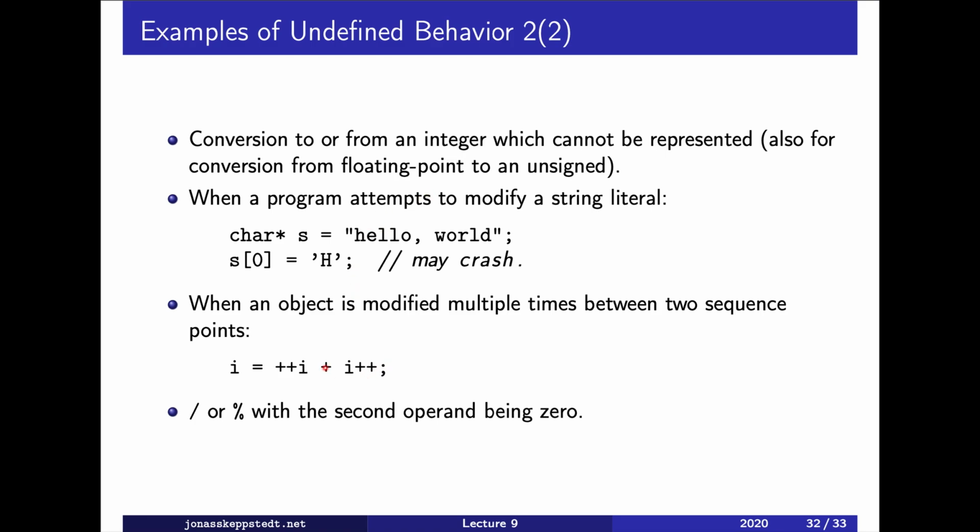Another thing, we shouldn't modify a variable multiple times between two sequence points. And recall, the most common sequence point is a semicolon. Okay, what happens with divide or remainder if the second operand is 0?